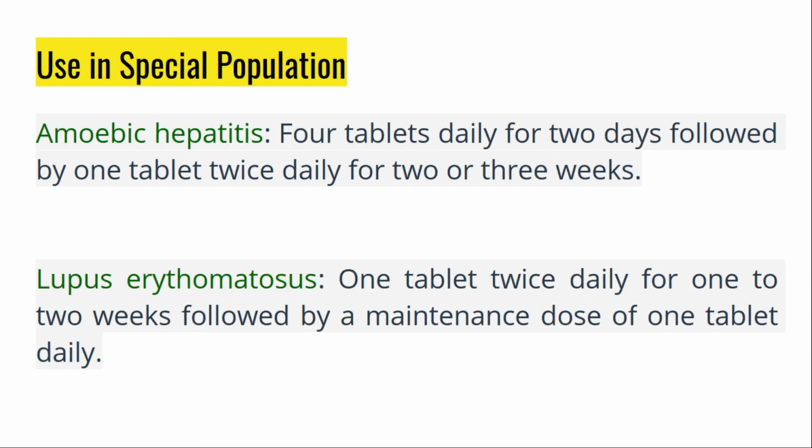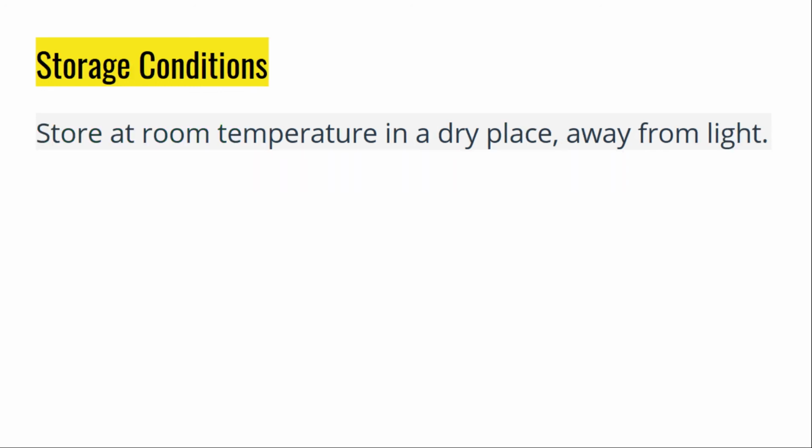Use in special population. Amoebic hepatitis: 4 tablets daily for 2 days followed by 1 tablet twice daily for 2 or 3 weeks. Lupus erythematosus: 1 tablet twice daily for 1 to 2 weeks followed by a maintenance dose of 1 tablet daily. Storage conditions: store at room temperature in a dry place, away from light.